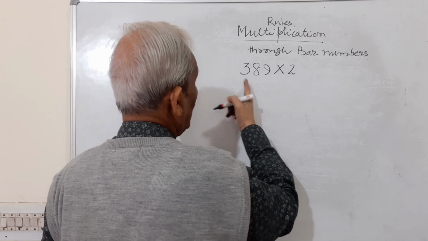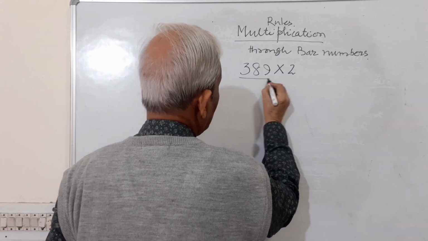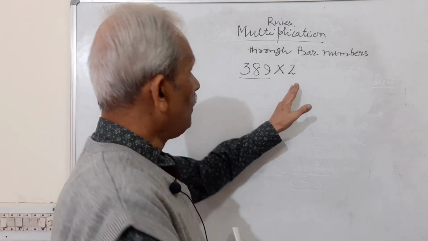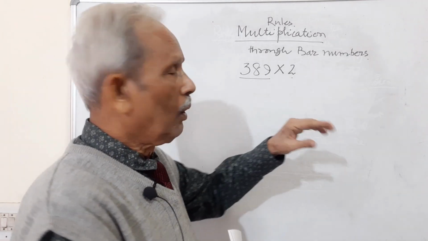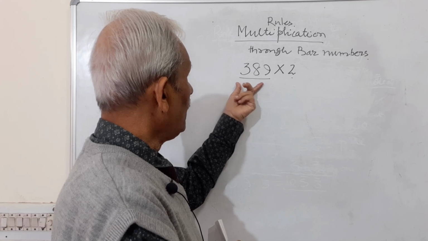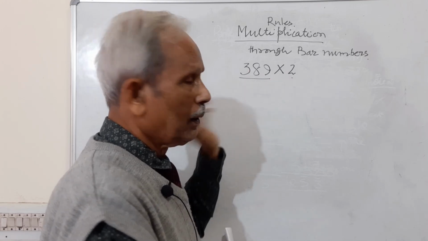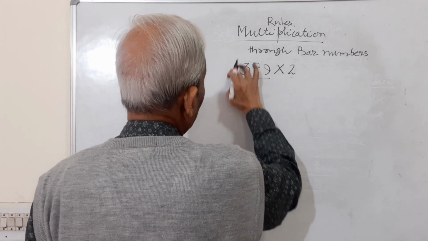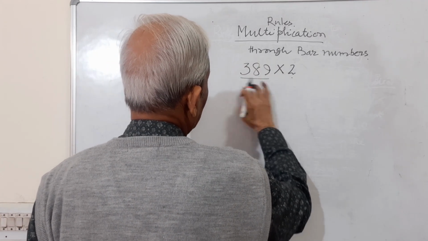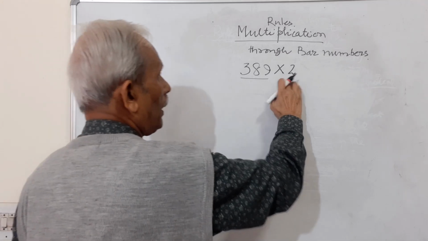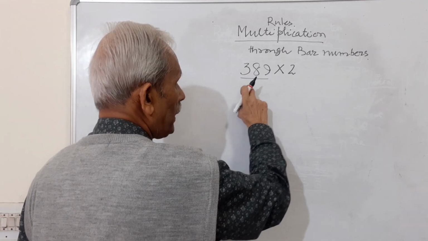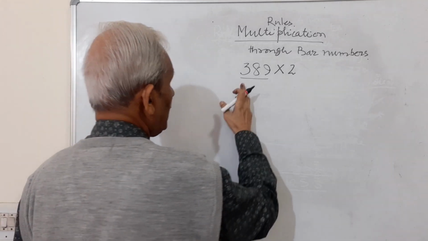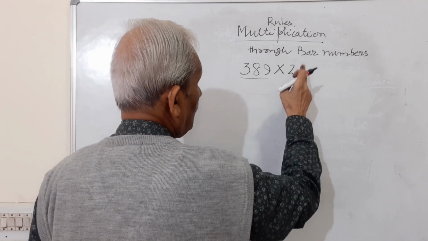Now here we are trying to see converting this into bar numbers, but we can do both ways. We can convert both the numbers into bar numbers and then multiply, or we can convert only one number into a bar number, keep the other as it is, and then find the result. You can do it both ways. So what I am doing now is converting only the multiplicand, not the multiplier. So convert 389 first to bar numbers.